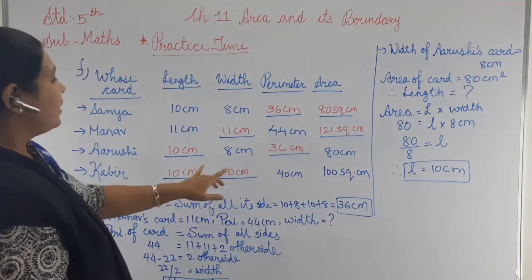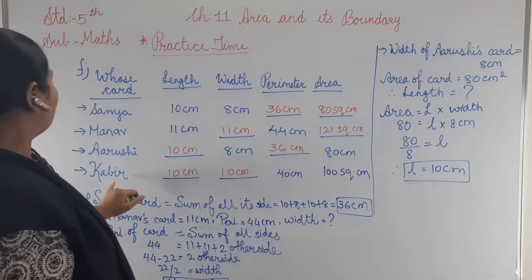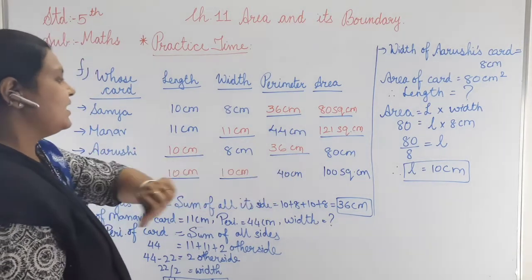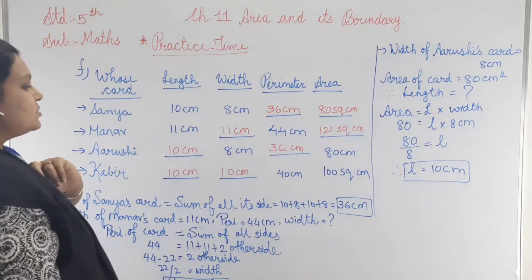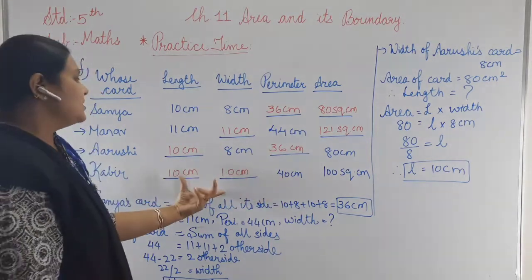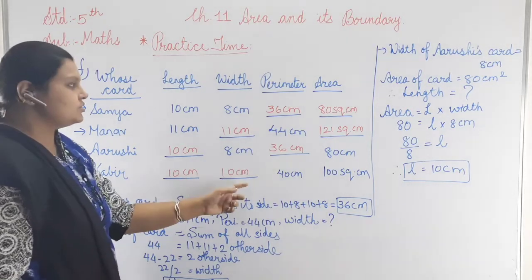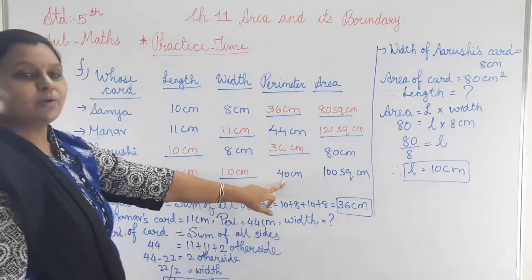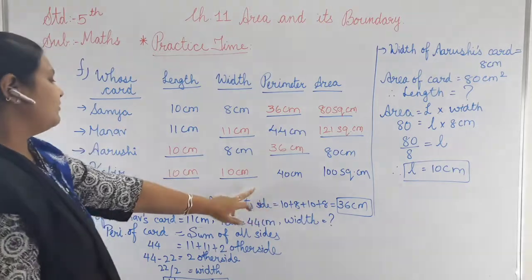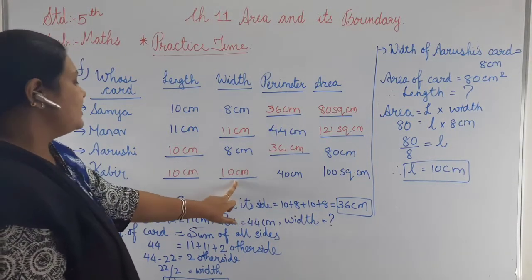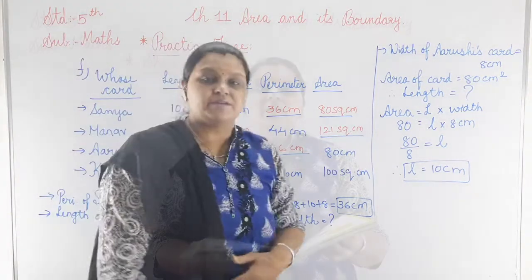Now we have to find out Kabir's. Perimeter is given 40 and area is given 100. So area is multiplication of length and width, that is 10 into 10. Perimeter means 2 into L plus B, that will be 40. So length is 10, width is 10 centimeter.